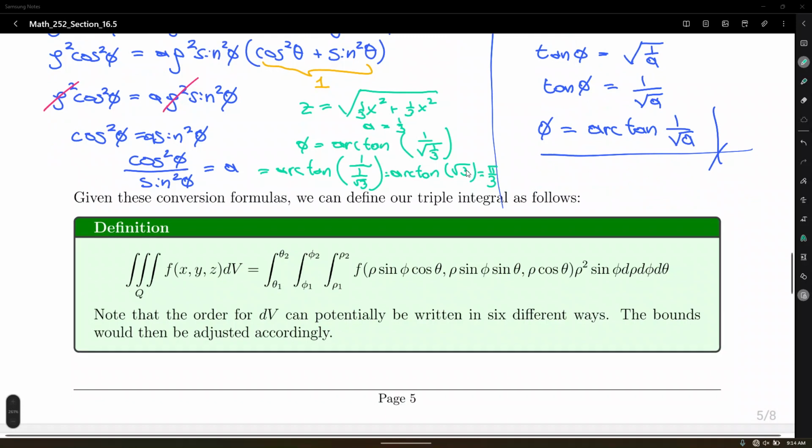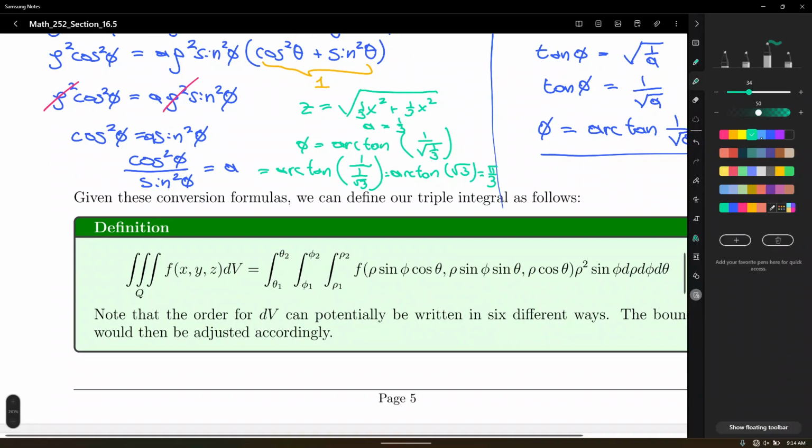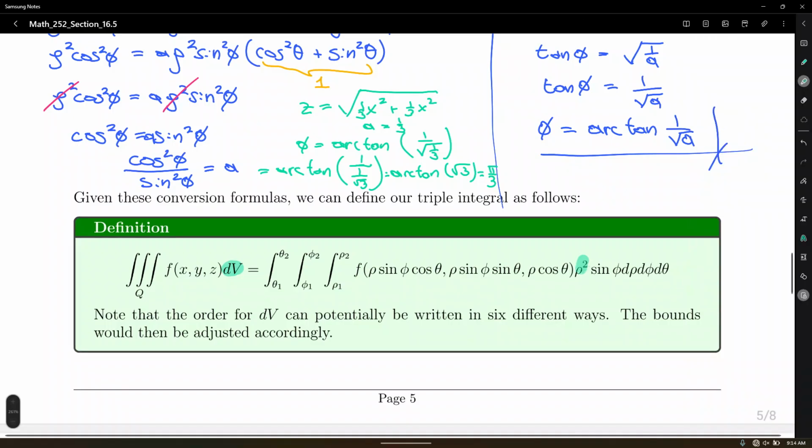Well, how are they going to look? Let's talk about the differential dv. Because we integrate a solid, that means we integrate over some dv. So we will turn that dv into rho squared sine phi d rho d phi d theta. In a similar way, dA became r d theta in polar, and dv in cylindrical became r dz dr d theta. We just added dz. Here for spherical coordinates, it's going to be a little bit more complex.